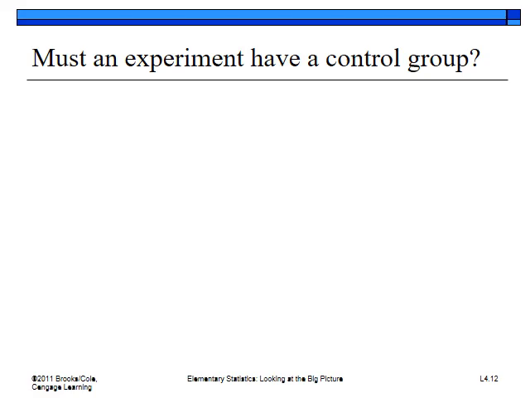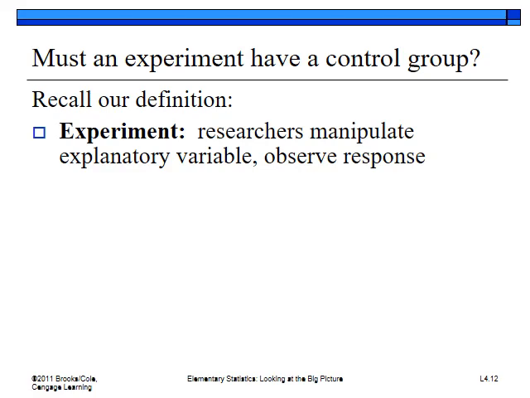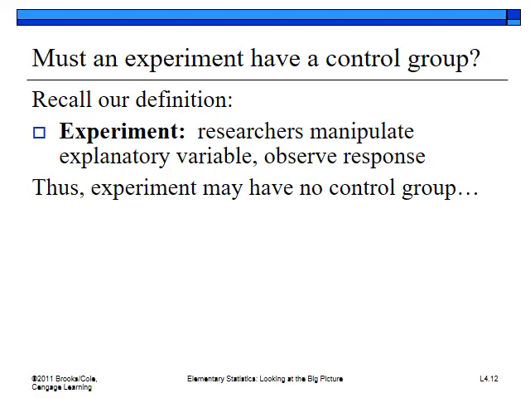Let me say a few words about control groups. Remember, an experiment is a study in which researchers manipulate the value of the explanatory variable and then observe the value of the response variable. This says nothing about control groups. So, by our definition, control groups are not necessary. Sometimes they can't be used at all.